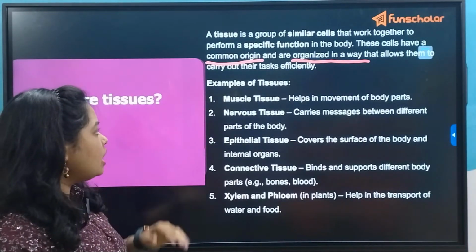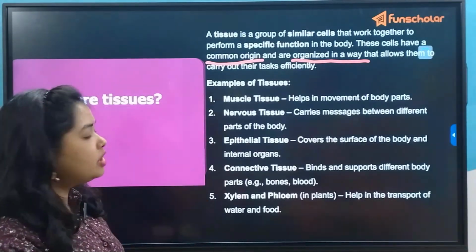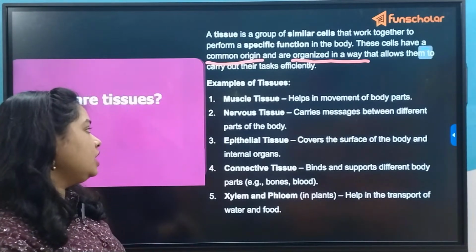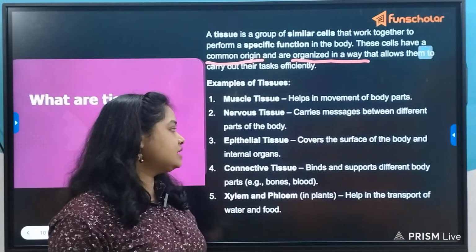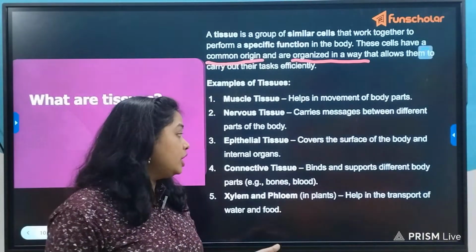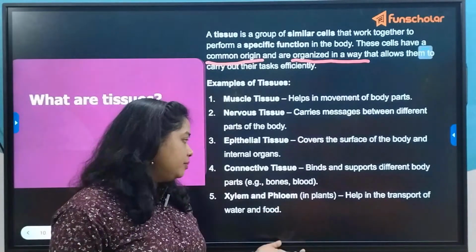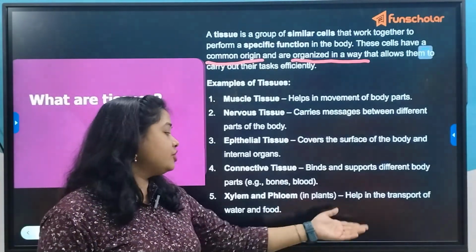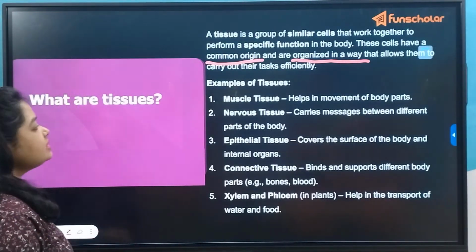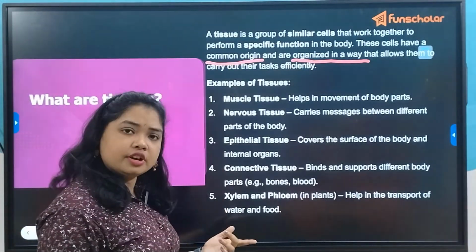So what are the specific tasks you can relate here? Muscle tissue helps in the movement of body parts. Nervous tissue carries messages between different parts of the body. Epithelial tissue covers the surface of the body and internal organs. Connective tissue connects the different parts of the body. And xylem and phloem, they are also connective tissues and they help in the transportation of water, food and minerals in the plant body. So these are the specific types of tissues which are specialized in their specific functions.